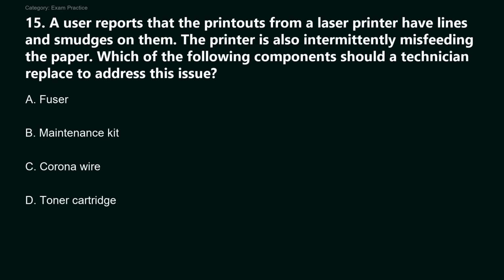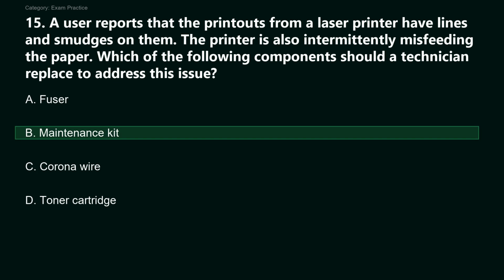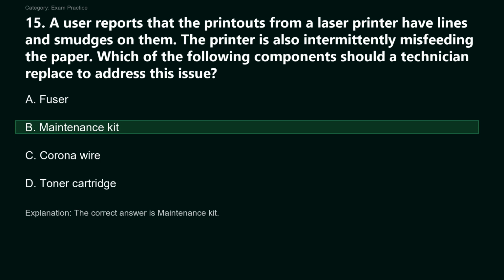Question 15. A user reports that the printouts from a laser printer have lines and smudges on them. The printer is also intermittently misfeeding the paper. Which of the following components should a technician replace to address this issue? Option A, fuser. Option B, maintenance kit. Option C, corona wire. Option D, toner cartridge. The correct answer is option B, maintenance kit.